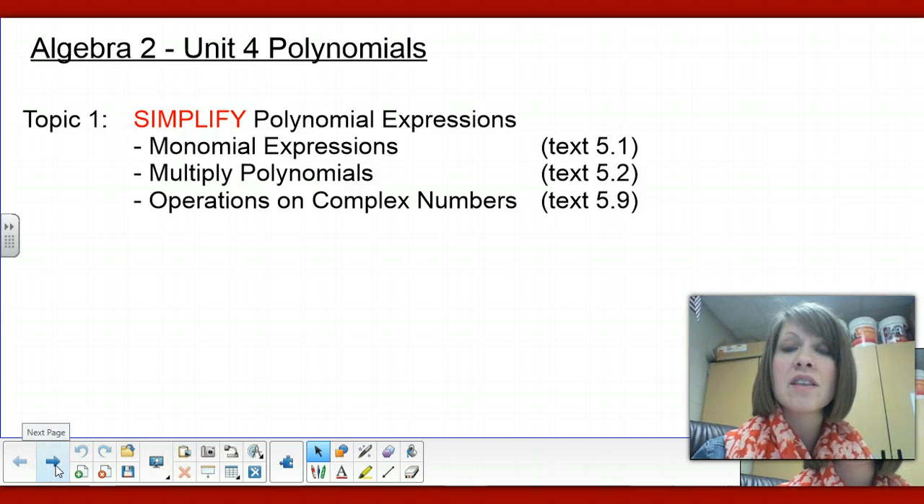The packet says that it's due Thursday, and that's true. You are having a quiz on Thursday. I want you to make sure the entire packet is done by Thursday, but we will be moving on to topic 2, so you want to make sure you get everything you can done as quickly as you can on 5.1, 5.2, and 5.9, topic 1.